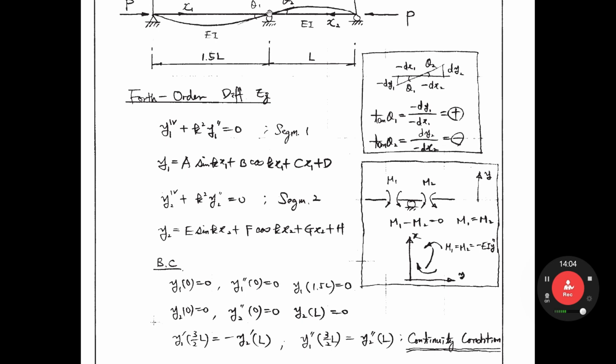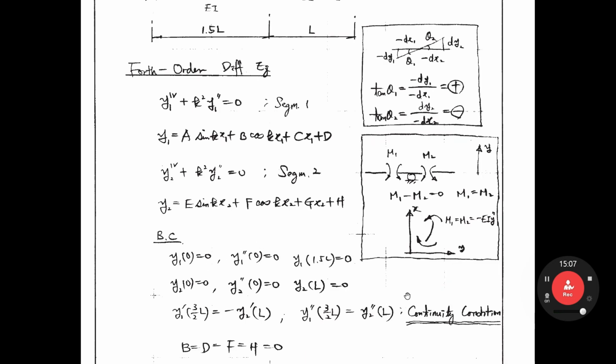How about the moment here? The moment is identical. So from segment 1, y1''(3/2 L) and y2''(L) must be identical from here. Okay, that is the continuity condition. These two equations are continuity conditions. You must know EI y'' equals moment, right? EI can be cancelled out. Then the remaining term is this one.